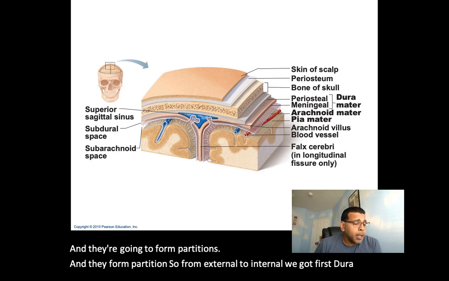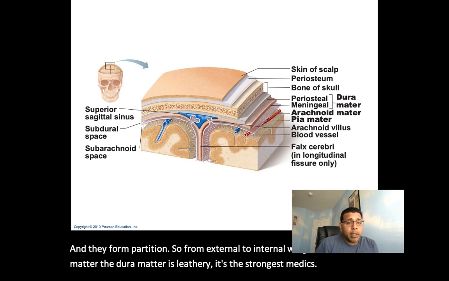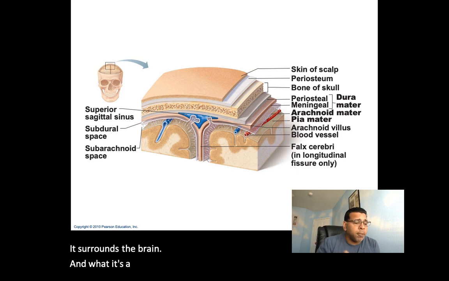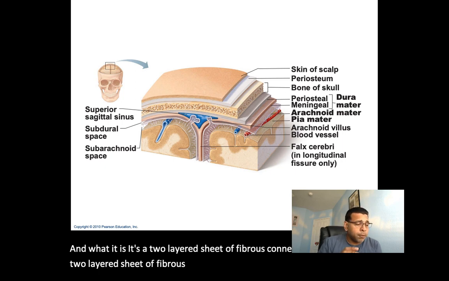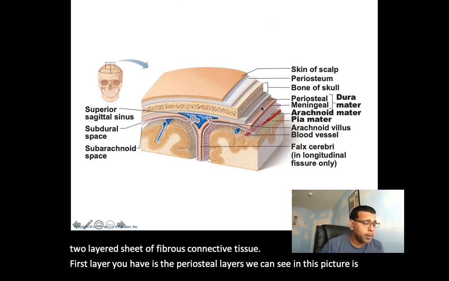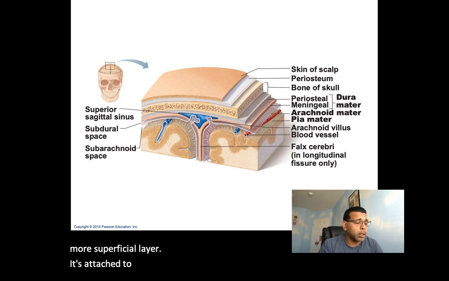The dura mater is leathery. It's the strongest meninx. It surrounds the brain. And it is a 2-layered sheet of fibrous connective tissue. The first layer you have is the periosteal layer. The periosteal layer, as we can see in this picture, is the more superficial layer. It is attached to the inner surface of the skull.